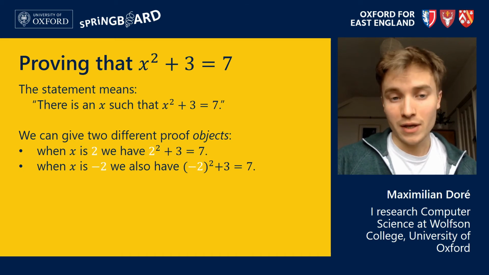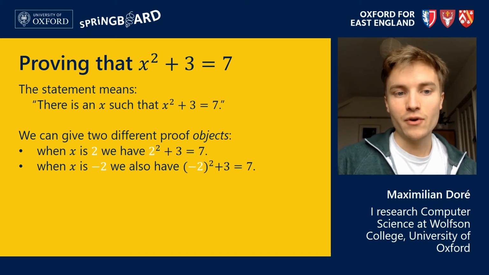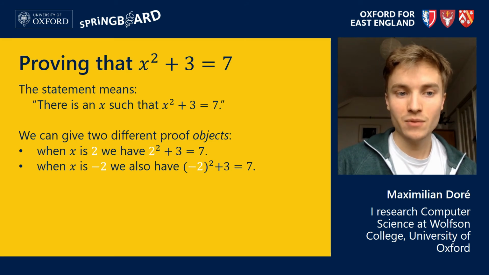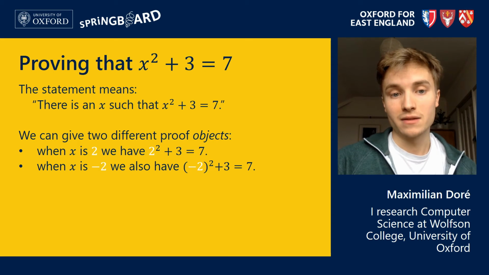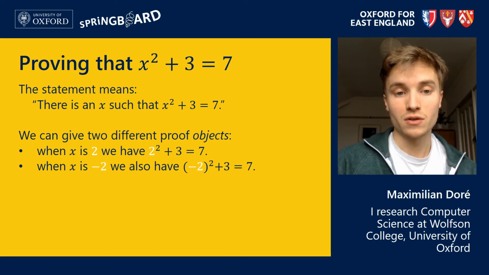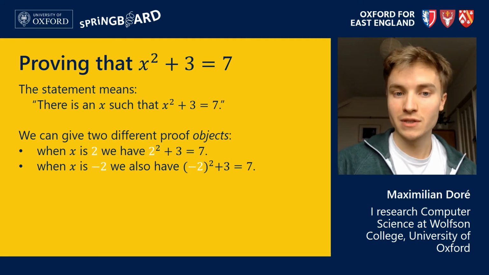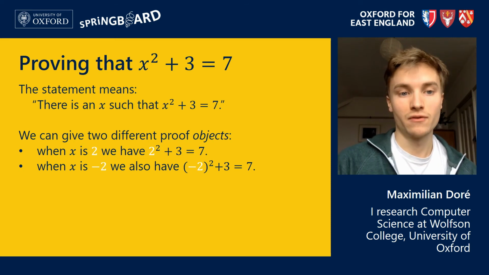Now, we can analyze this even further, because we not only have one number 2 which makes the statement true, but also we could put in minus 2 to make this equality hold, because minus 2 squared, as you know, is also 4, because minus times minus is plus. So we have 4 plus 3 equals 7 being still true, so we in fact have two proofs of the statement.